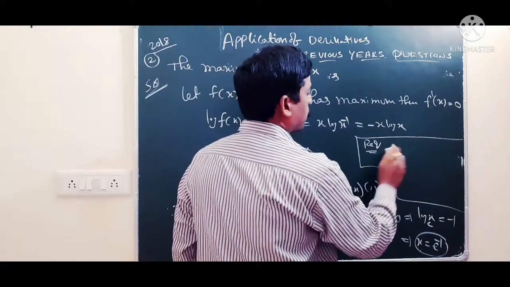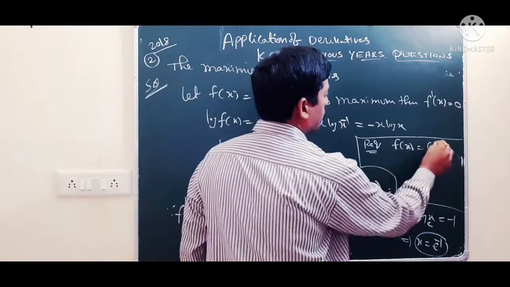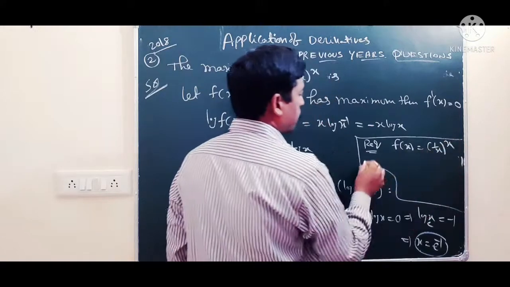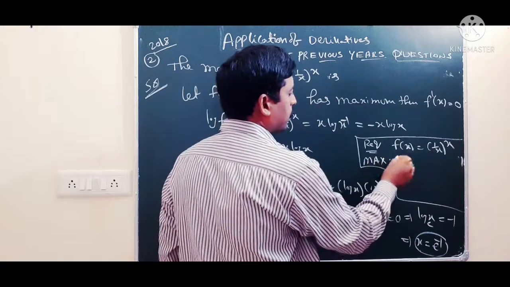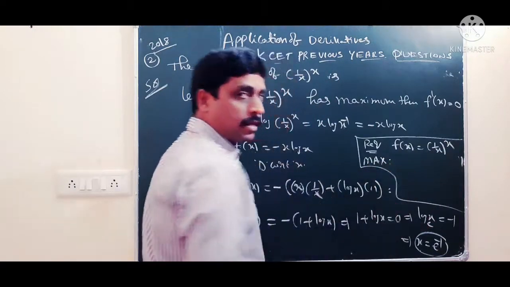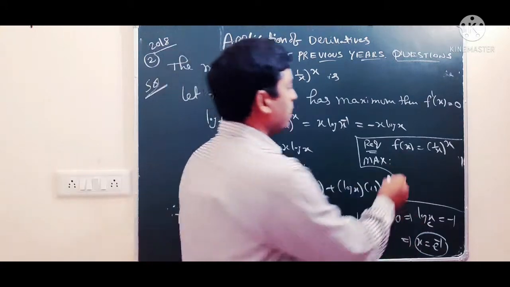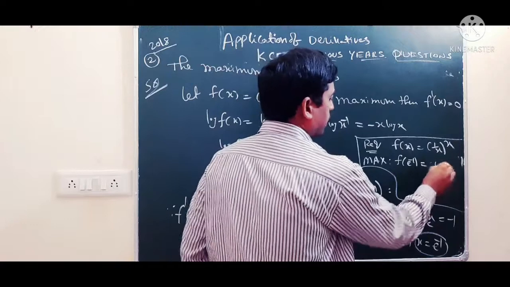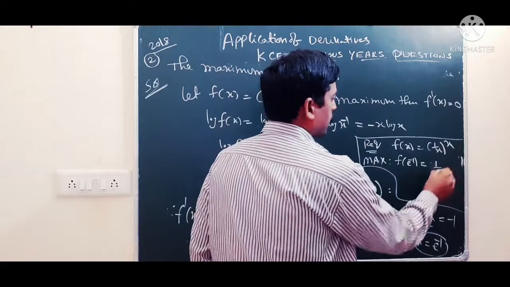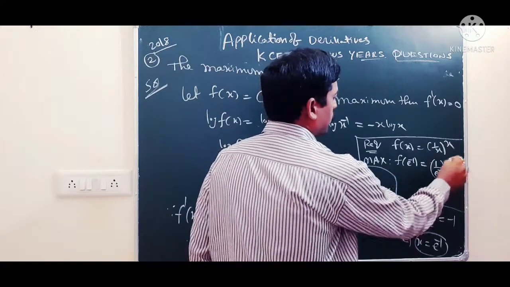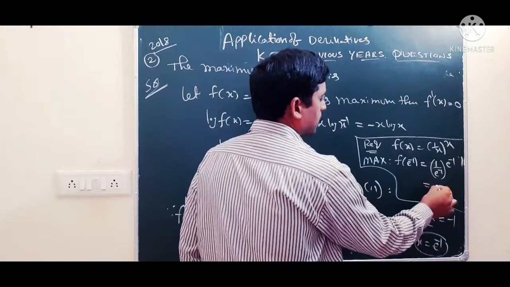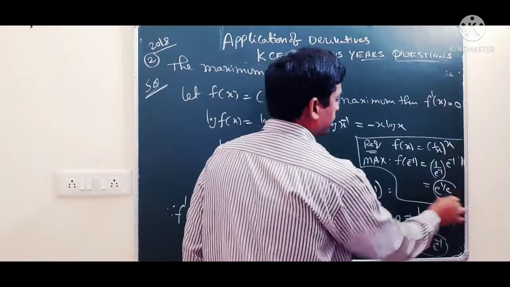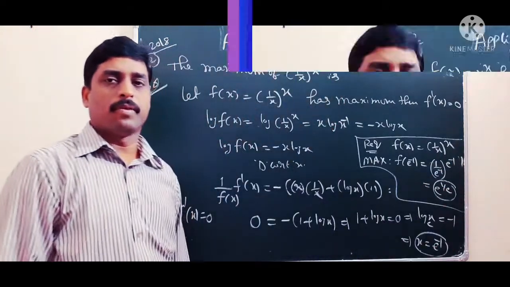1 by x, f of x is equal to 1 by x power x. Therefore the maximum value is at x equal to e inverse. So f of e inverse equals 1 by e inverse power e inverse. So 1 by e inverse is nothing but e power 1 by e. E to the power 1 by e, correct answer.